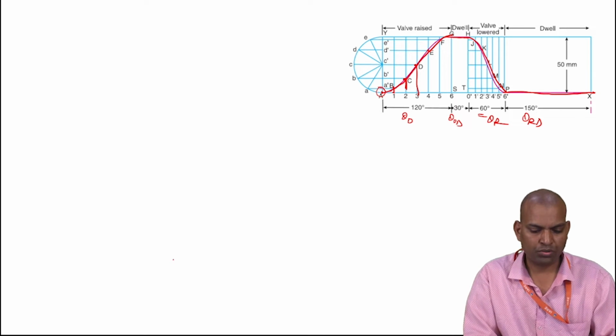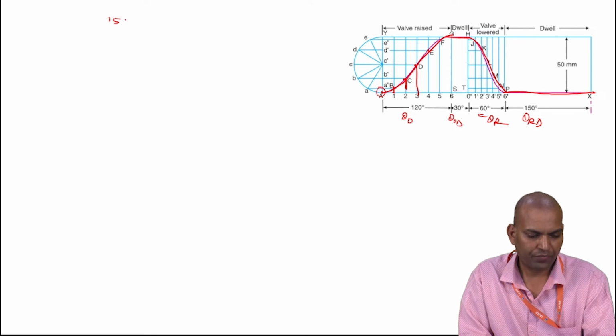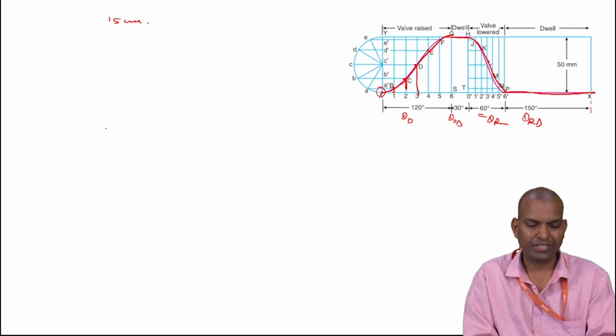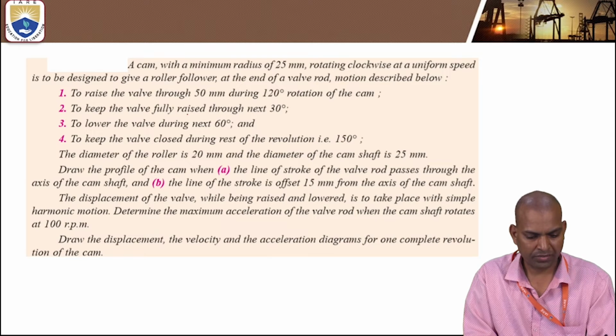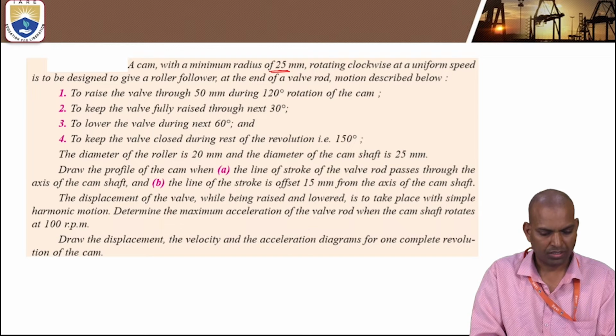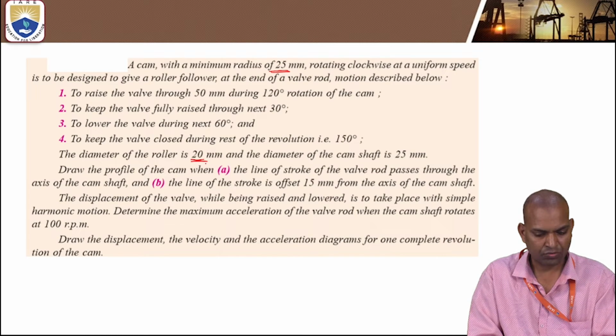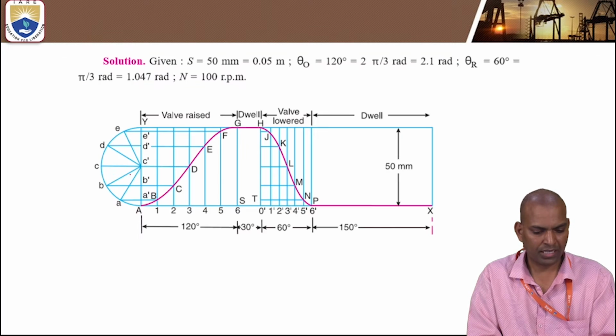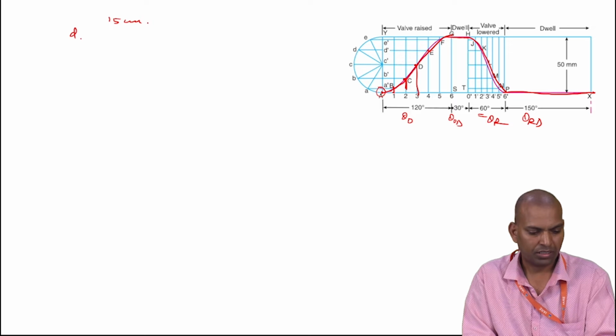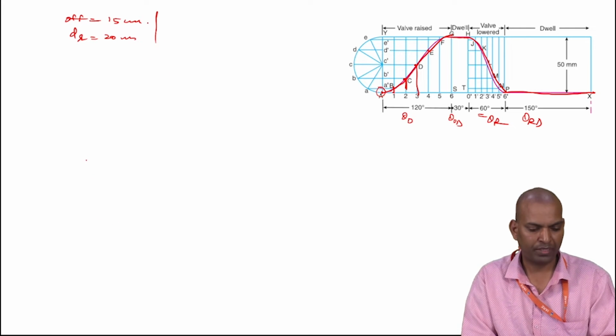Now the point is how to draw the cam profile for the offset follower. The offset is 15 millimeters. What is the minimum radius of the cam? As mentioned here, the minimum radius of the cam is 25 millimeters. The diameter of the roller is 20 millimeters, and the diameter of the camshaft is 25. So the offset distance is 15, and the minimum radius of the cam is 25 millimeters.